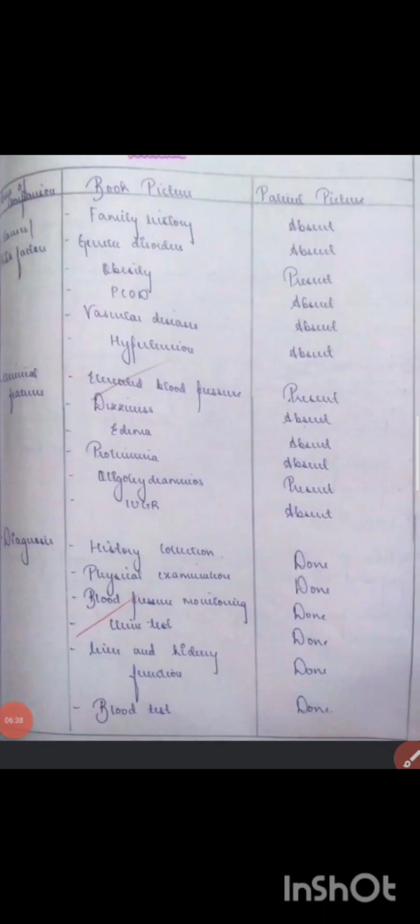Then you all have to do the comparison of the book picture with the patient picture. So here you have to mention from the books what you have studied theory-wise, and whether those things are present in the patient or not. So that I have mentioned, you can go through this, okay.